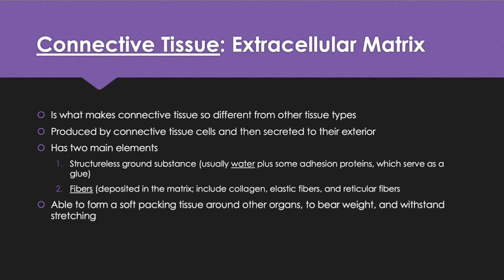And there's 2 main elements. So there's a structureless ground substance. Usually it's going to be water plus some proteins that help hold other cells together. So it acts kind of like a glue. And then there's fibers within that. So that can be collagen fibers, elastic fibers, reticular fibers, depends on the kind of connective tissue. And it's able to form a soft packing tissue around other organs to help them either stand up to stretching forces or help to bear weight.